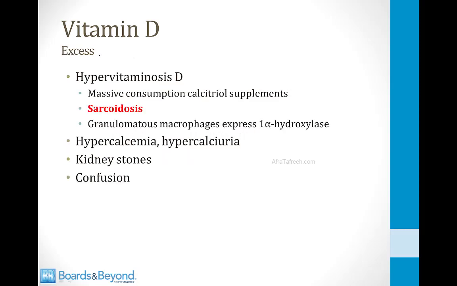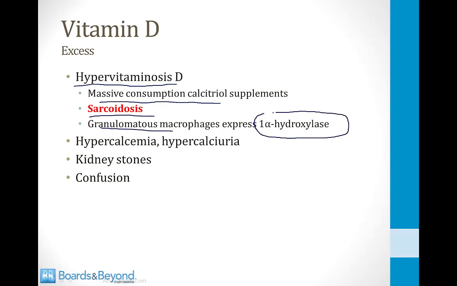If you have too much vitamin D in your body, you develop a syndrome called hypervitaminosis D. This can very rarely occur from massive consumption of vitamin D supplements. The other situation where it's sometimes seen is in sarcoidosis. The granulomatous macrophages in sarcoidosis express 1 alpha hydroxylase. And as I told you before, they can activate vitamin D independent of the kidney and parathyroid hormone, and this can lead to high levels of active vitamin D.